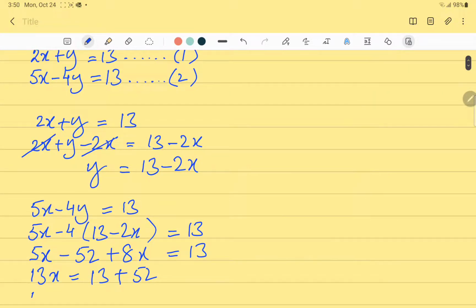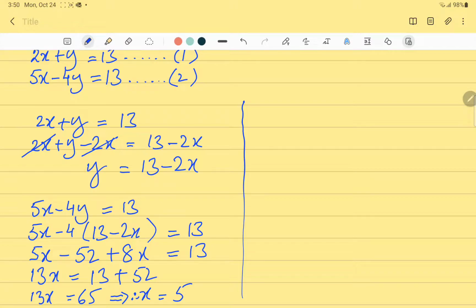So 13x is equal to 65. Now we divide this equation by 13 as both sides are divisible by 13. So 13x divided by 13 is x and 65 divided by 13 is 5. So the value of x is 5.